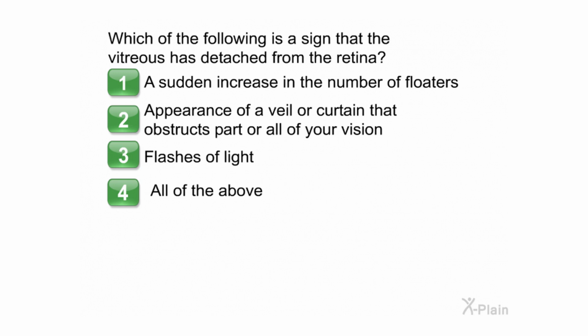Which of the following is a sign that the vitreous has detached from the retina? Choose one of the following options. 1. A sudden increase in the number of floaters. 2. Appearance of a veil or curtain that obstructs part or all of your vision. 3. Flashes of light. 4. All of the above. Correct.